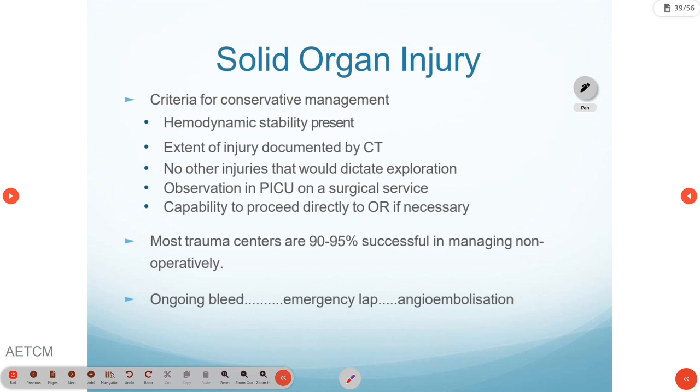And in most cases, that is 90 to 95% of cases, we manage conservatively. Very rarely, when there is an ongoing bleed, when there is an HB drop, when the child is going into hypotensive hypovolemic shock, then we will proceed with emergency laparotomy and angioembolization.